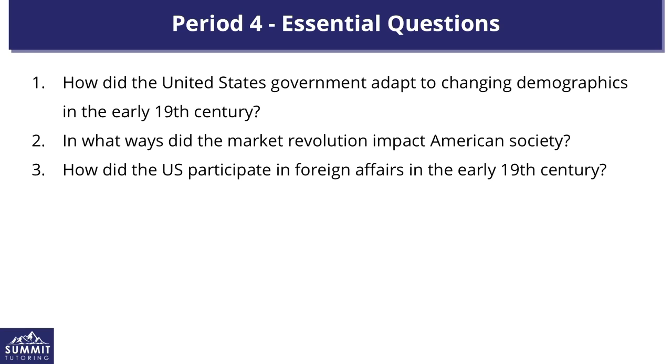So in period 4, we're going to look at how the U.S. government adapted to the changing demographics in the early 19th century. We're going to look at how the market revolution impacted American society, and also how the U.S. participated in foreign affairs.